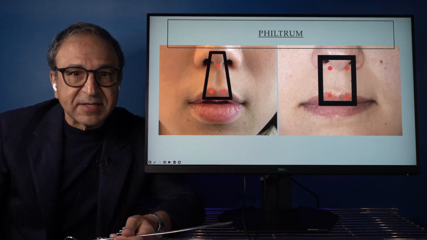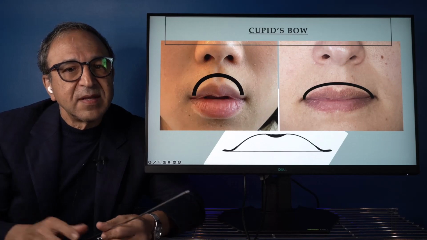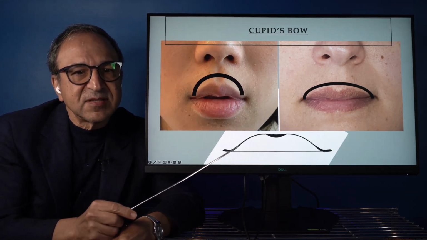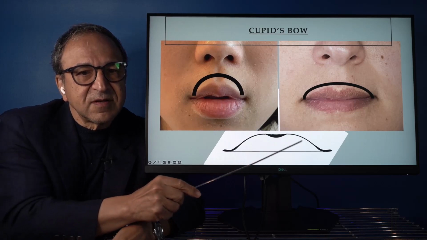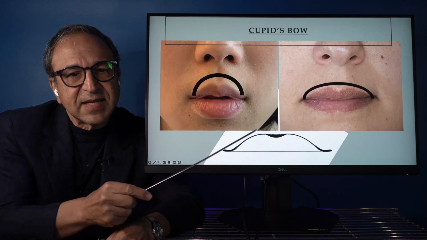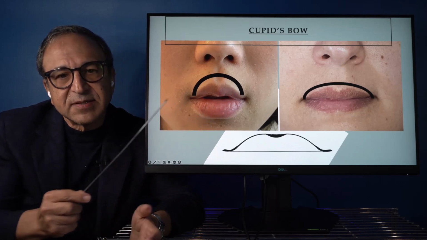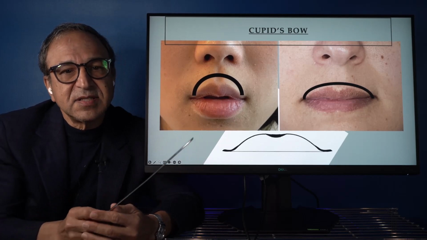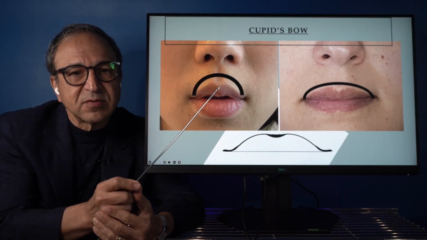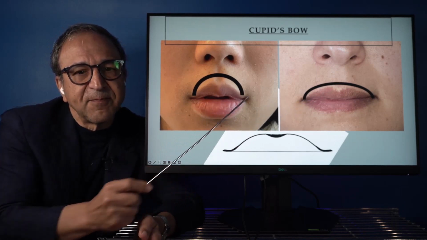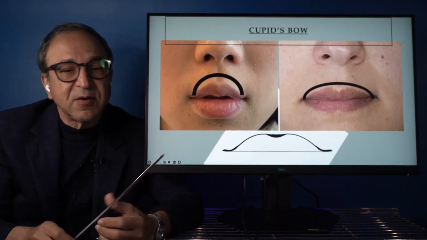Again, just normal variants. The next thing we're going to talk about is the Cupid's bow. Now, it's because of Cupid, the god of love, and his bow was presented like this, and that is because the lip is a sensuous organ or structure, and you can see that on some people it's much more pronounced and acute, and on some people it's more level. Now, neither one is preferable.